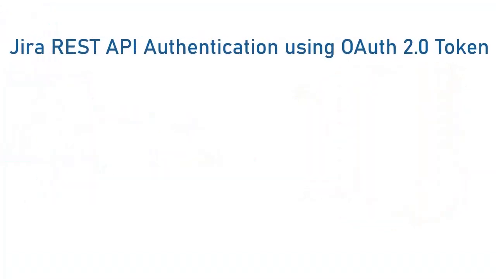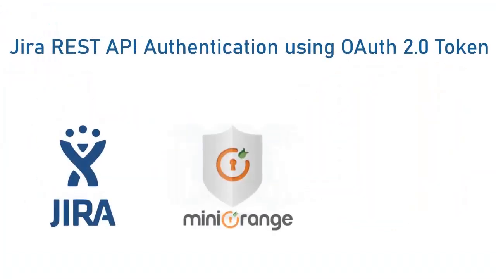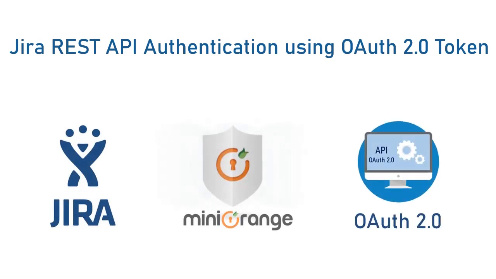So, in this video we are going to set up Jira REST API authentication using OAuth 2.0 token. Now let's get started with the setup.